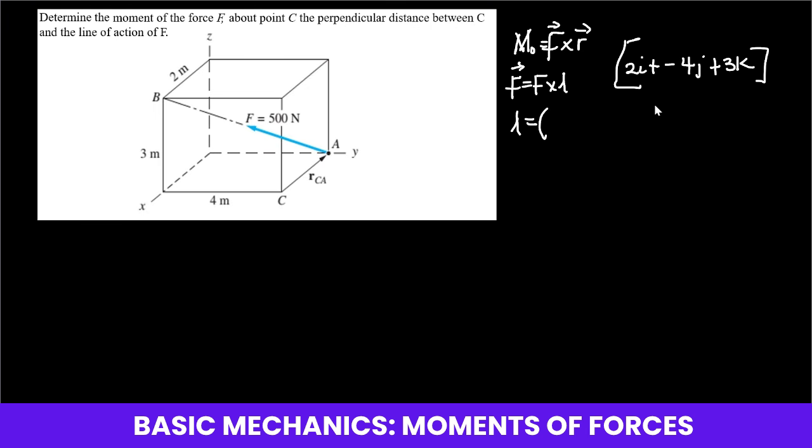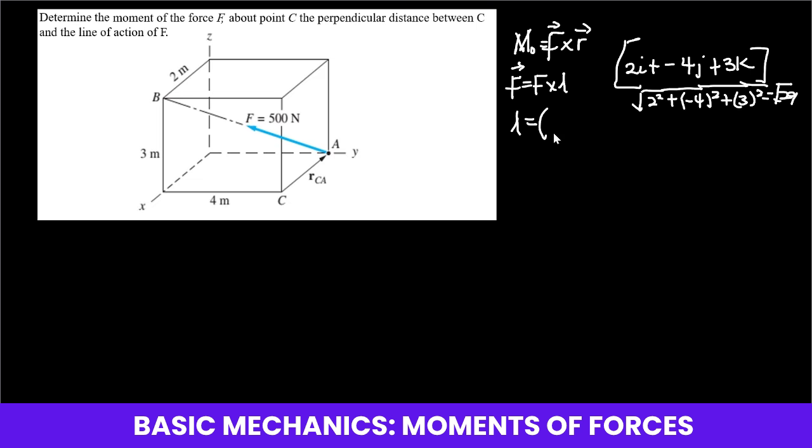Then lastly, we are supposed to find the magnitude of it. All right. So we know that if you find the square root of all these things, so the square root of 2 squared, plus the negative 4 here all squared, then lastly plus the 3 here all squared, we are going to get the square root of positive 29 here.